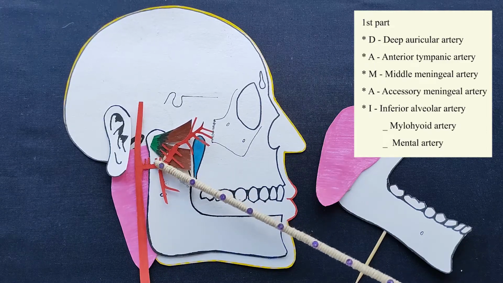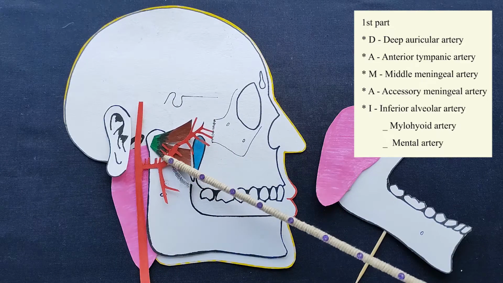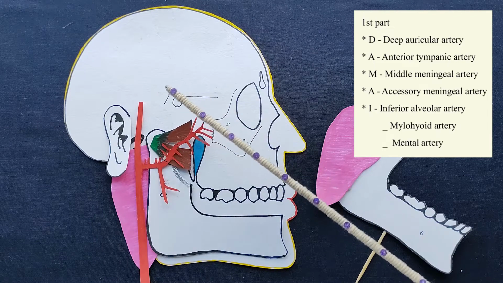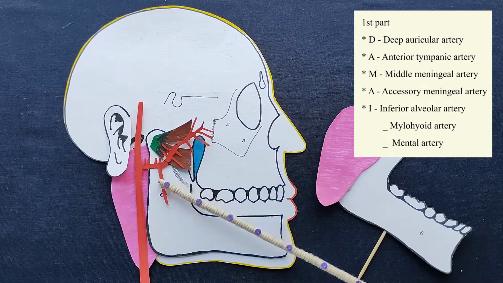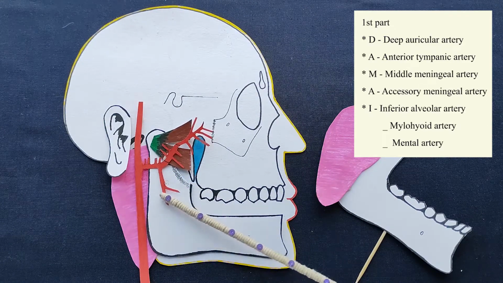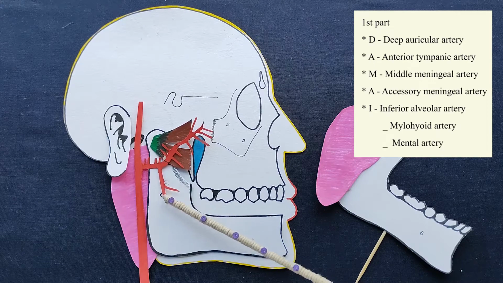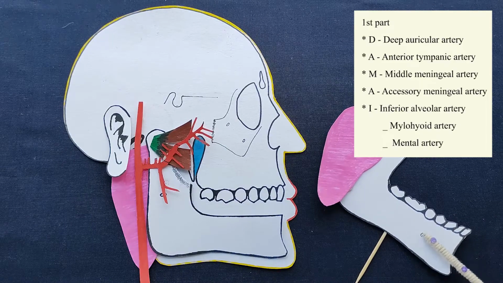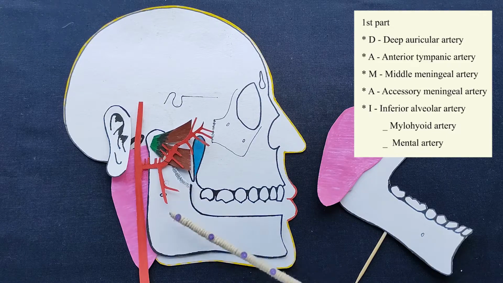M is for middle meningeal artery, which enters the cranium through foramen spinosum. A is for accessory meningeal artery, which enters the cranium through foramen ovale. Both of these arteries supply dura mater. I is for inferior alveolar artery, the artery which we play with. It enters the mandibular canal through mandibular foramen and supplies all mandibular teeth, and it exits the mental foramen as mental artery and it supplies chin. Before entering the mandibular foramen, it gives mylohyoid branch that supplies the respective muscle.